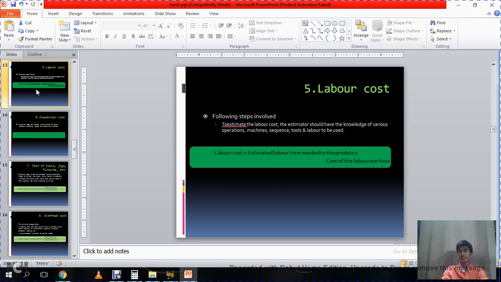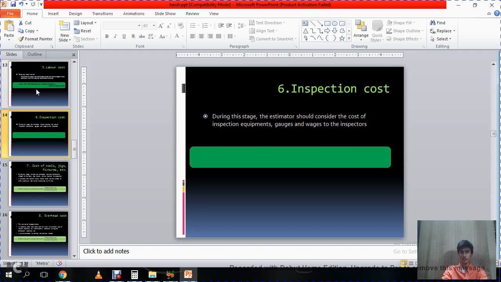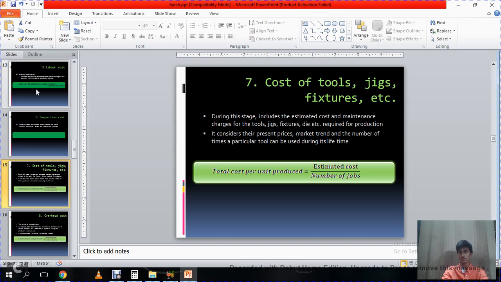Labor cost. It is the cost of the labor, like how much you're going to pay the laborers to work on a project. The inspection cost. During this stage, the estimator should consider the cost of inspection equipment, gauges and wages to the inspectors. Now, coming to the cost of tools, jigs, fixtures, etc. During this stage, it includes the estimated cost and maintenance charges for the tools, jigs, fixtures, dies, etc. It considers their present prices, market trend, and the number of times a particular tool can be used during its lifetime.